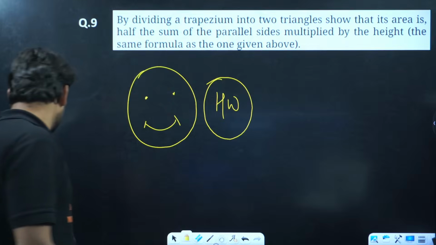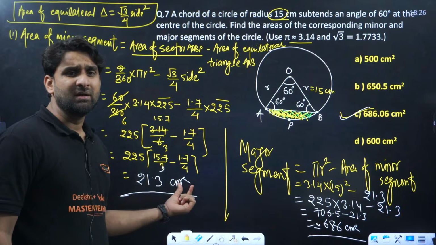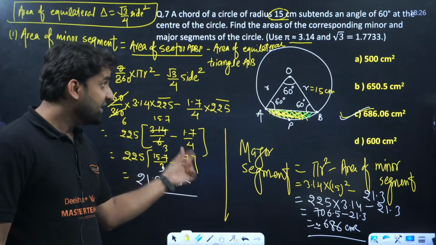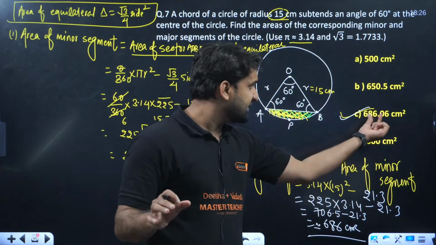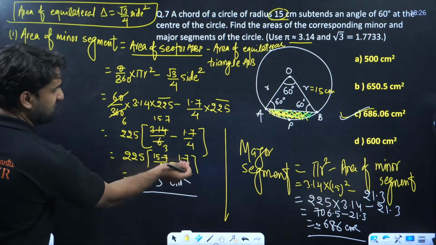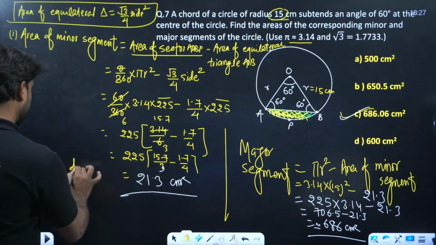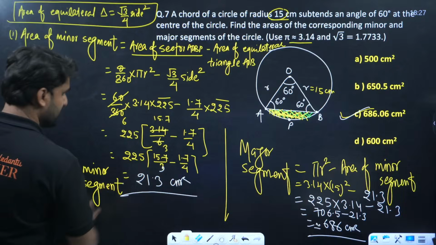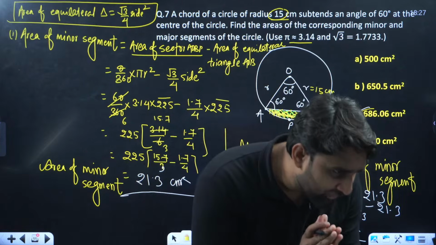Okay, so let me tell you, in this question there was a little confusion. In this question the answer is 21.3. Why is this 21.3 coming? Because I have taken 1.7. If you take 1.73, the answer might go 20 point something. The exact answer, 686.06, will come exactly. But here I have taken 1.7, that's why this is coming. And this is the area of what? The minor segment. And once you get the minor segment, you can find the area of the major segment. Clear, everyone?